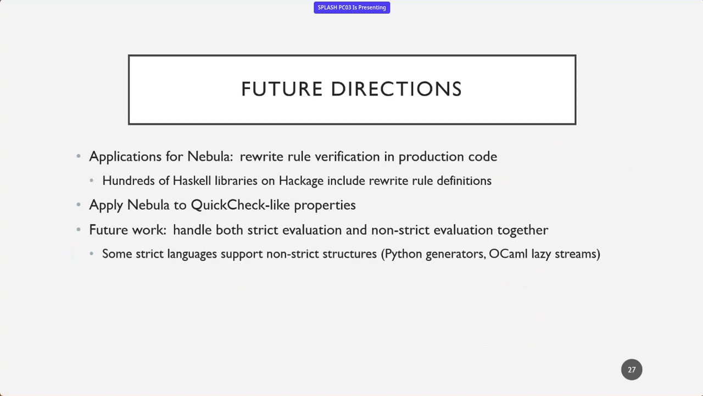A third direction for future work would be the creation of a new tool based on Nebula that handles both strict evaluation and non-strict evaluation together at the same time. There'd be some utility for this because certain strict languages support non-strict data structures alongside their ordinary strict semantics. Examples include generator patterns in Python and lazy streams in OCaml. Having a tool that reasons about both strictness and non-strictness at the same time would give us a better understanding of the features of these languages.